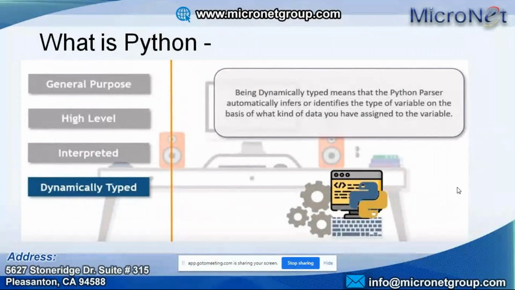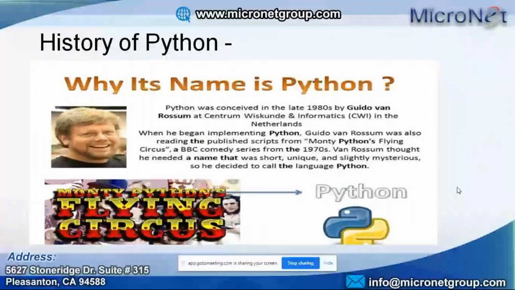Now let's talk about the history of Python. Python was created by Guido van Rossum. It was started in the 1980s. Generally Python is called a snake, but he was a big fan of a show called Monty Python's Flying Circus, a comedy show that used to come on BBC channels. That's the reason he kept the language name as Python.